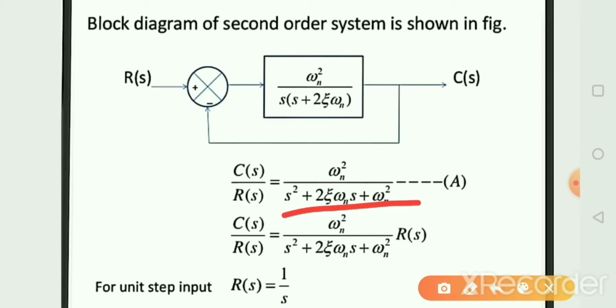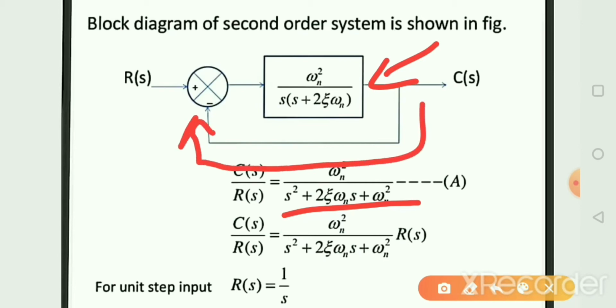Here we can see the open loop transfer function. It means the open loop gain in terms of omega n square over s into s plus 2 zeta omega n. This is the open loop gain. Here we can see that this is the negative feedback, and the value of feedback is equal to 1.